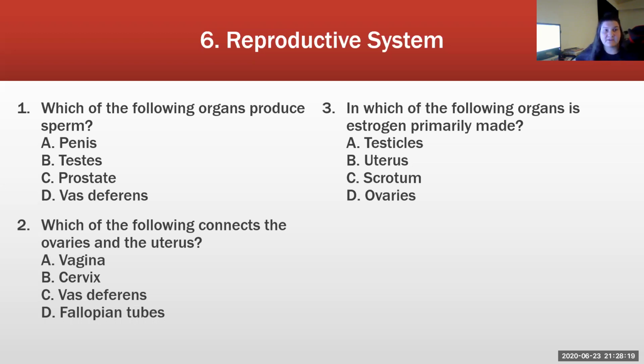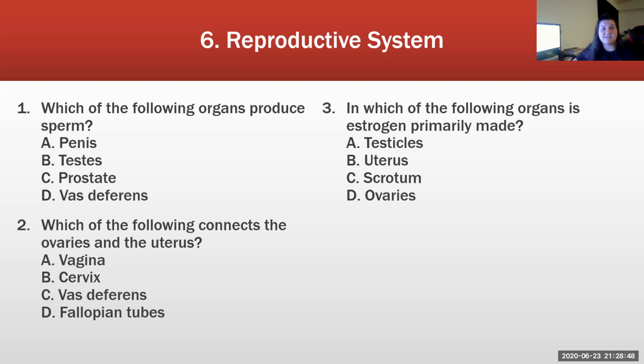Option B is correct. The testes produce the sperm. The penis is just a delivery system. The prostate is responsible for creating fluid, helping to create seminal fluid to transfer the sperm. And the vas deferens are responsible, again, for just sperm movement, moving out of the testes up to make the seminal fluid.